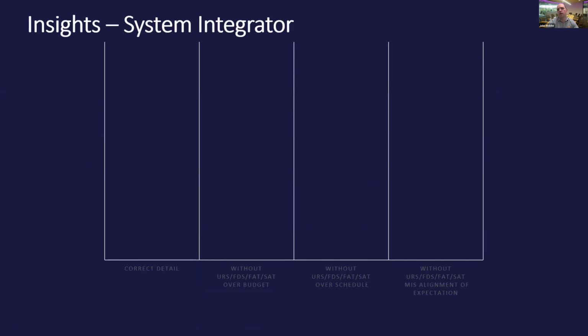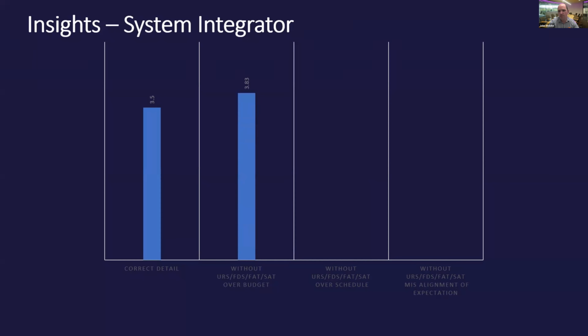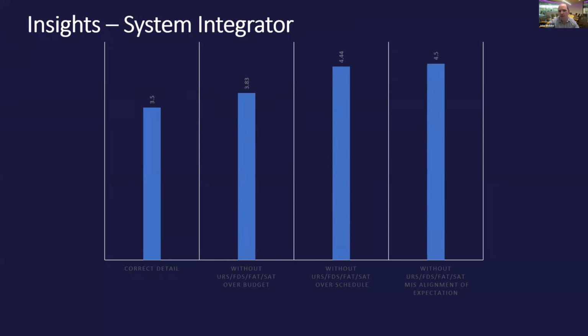Again, our questionnaire went out to both end users and system integrators. And of the system integrators that answered the questionnaire, they were just a little above average, 3.5, again on a scale of 1 to 5, in saying that the correct detail is detailed in the URSs. They said that without a well-defined URS, FDS, FAT, and SAT structure, the likelihood of going over budget is a little over 3. But the largest effect is on schedule and failure to meet expectations. Again, remember that the customer / end user felt projects regularly fail to meet expectations.